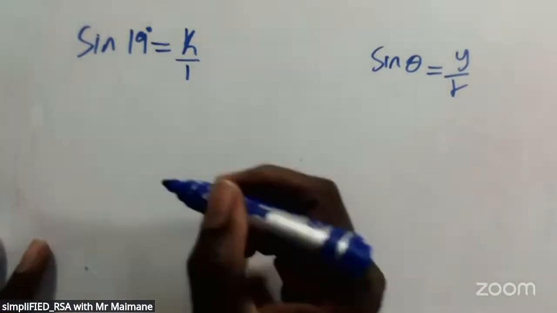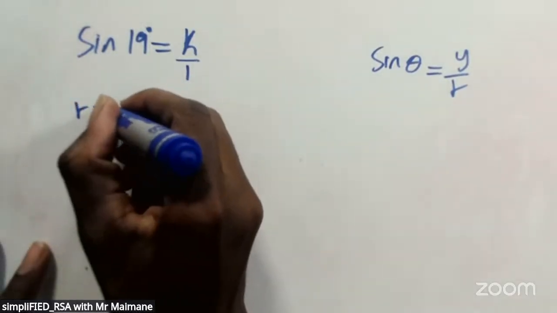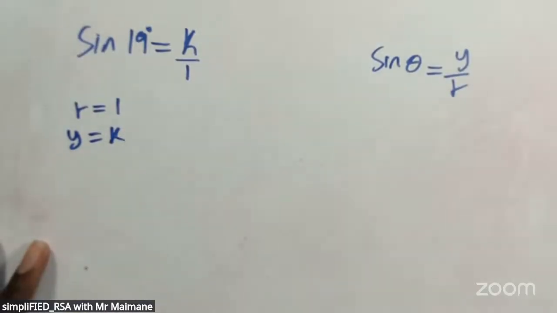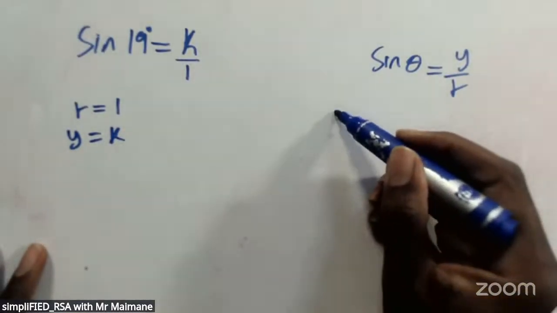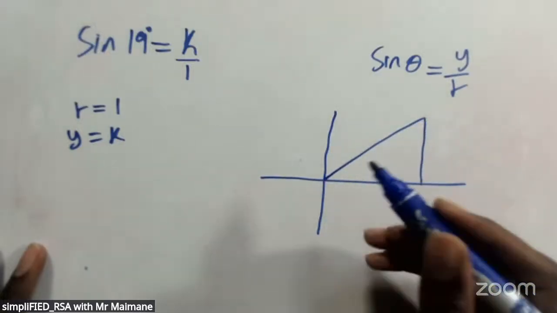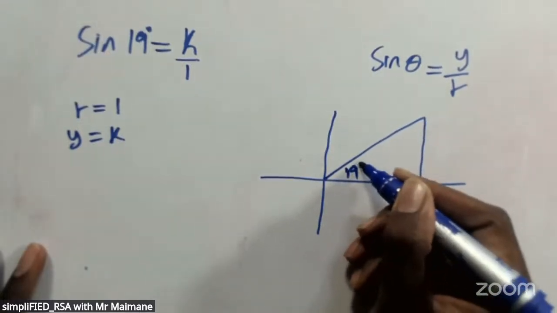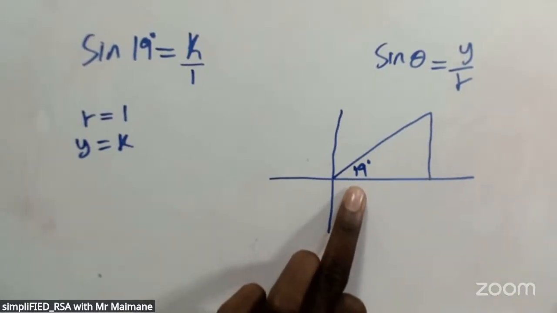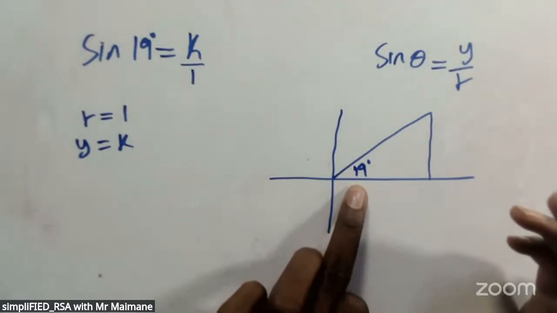Since any number is over 1, I can say r is 1 and y is k. So I can go and construct my diagram and put 19 degrees there. Would this also work for the first part that I showed you, like question A? I'm going to go to question A.